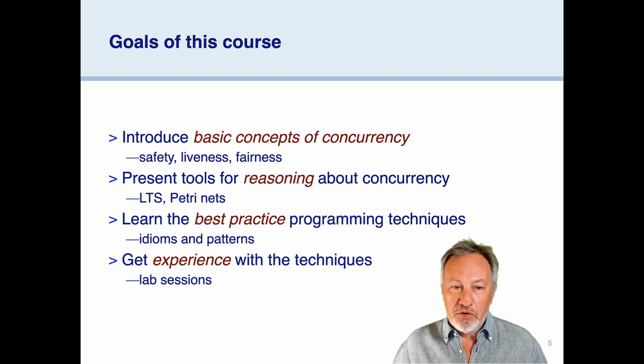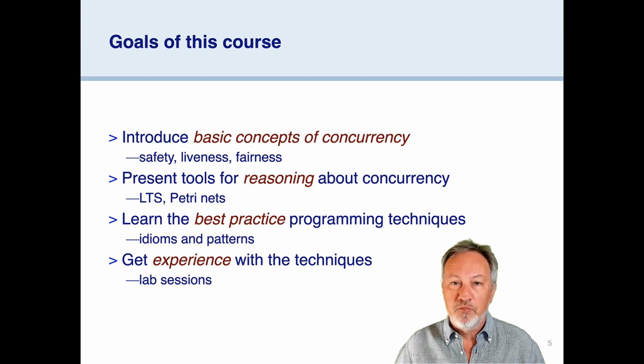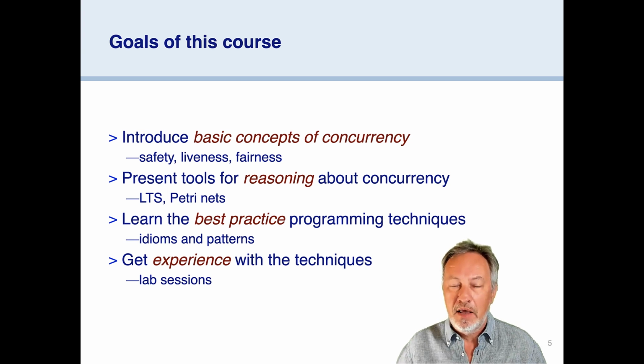The goals of the course are the following. First of all, I want to introduce to you the basic concepts of concurrency, so safety and liveness and fairness, of course. I also want to show you that in order to build correct concurrent programs, we need some reasoning tools. We'll take a very deep look at one of these, namely labelled transition systems, or LTS, and some tools that support it. And in addition, we'll look at some other techniques, particularly Petri nets, in one of the lectures.